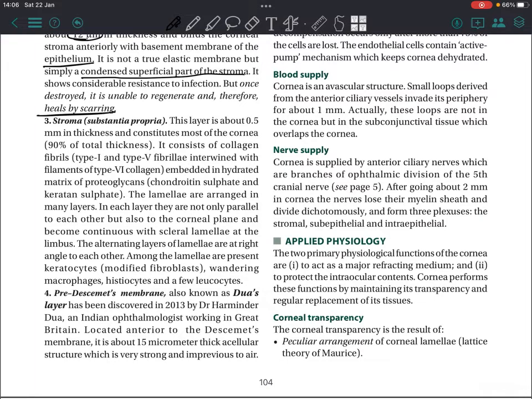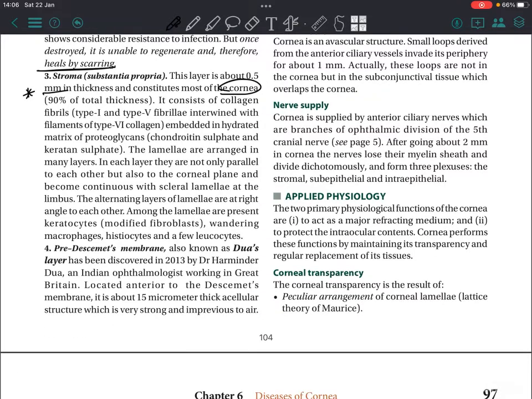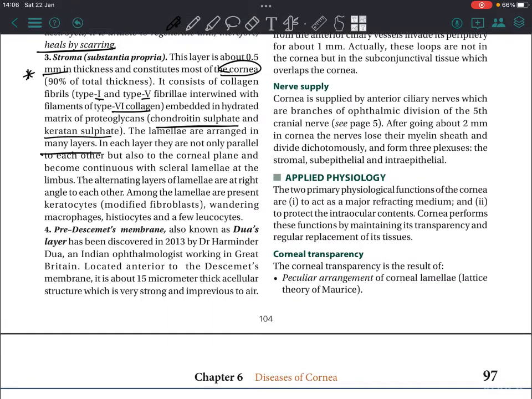Stroma, or substantia propria. This layer is about 0.5 mm in thickness and constitutes most of the cornea, 90% of the total thickness. It consists of collagen fibrils type 1 and type 5, intertwined with filaments of type 4 collagen, embedded in a hydrated matrix of proteoglycan. The proteoglycans are chondroitin sulfate and keratan sulfate.